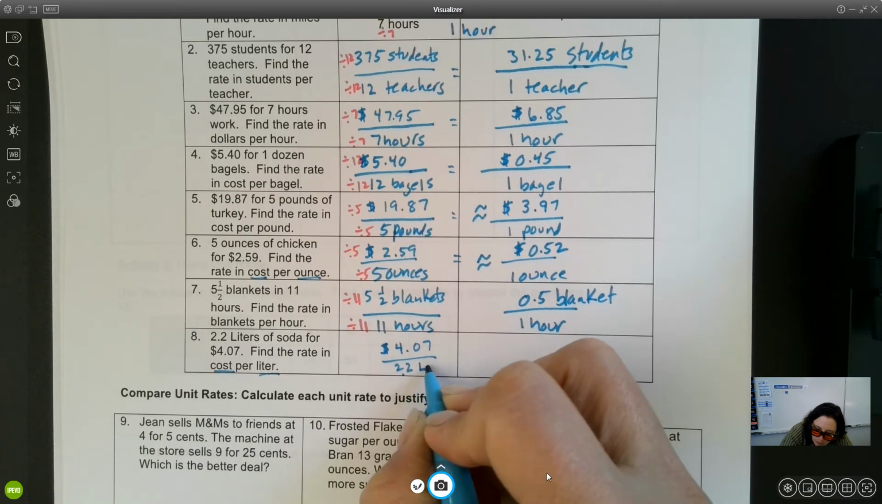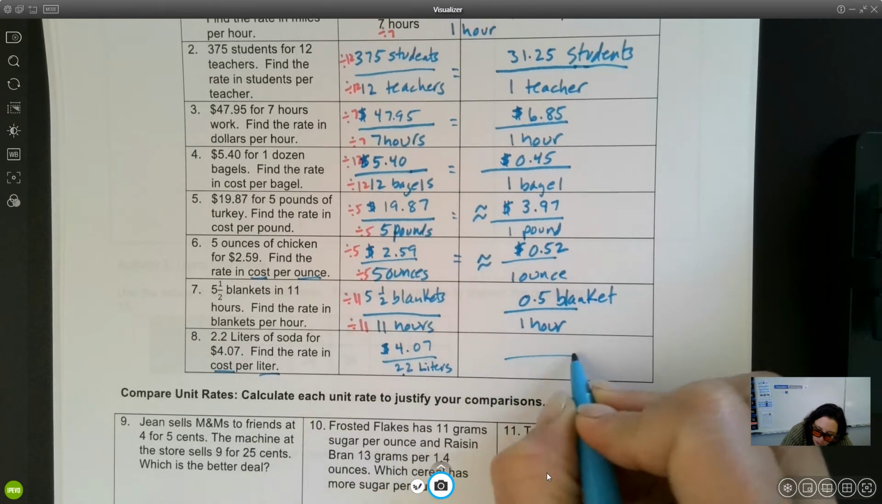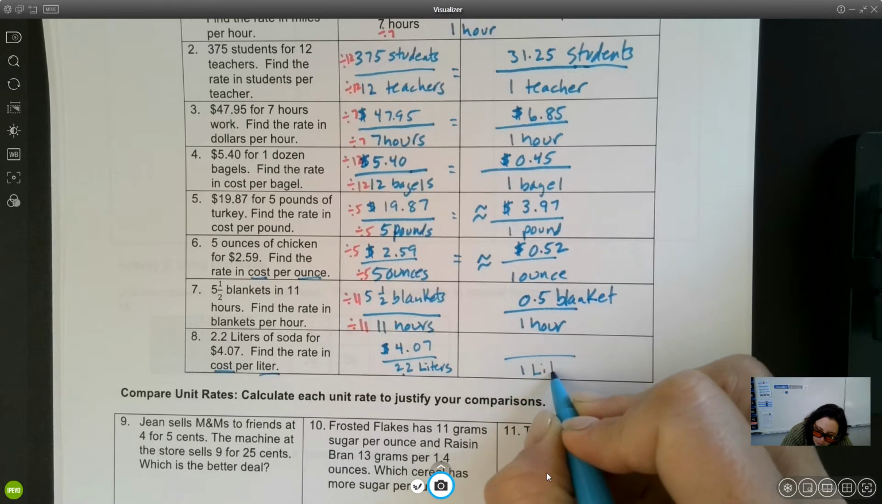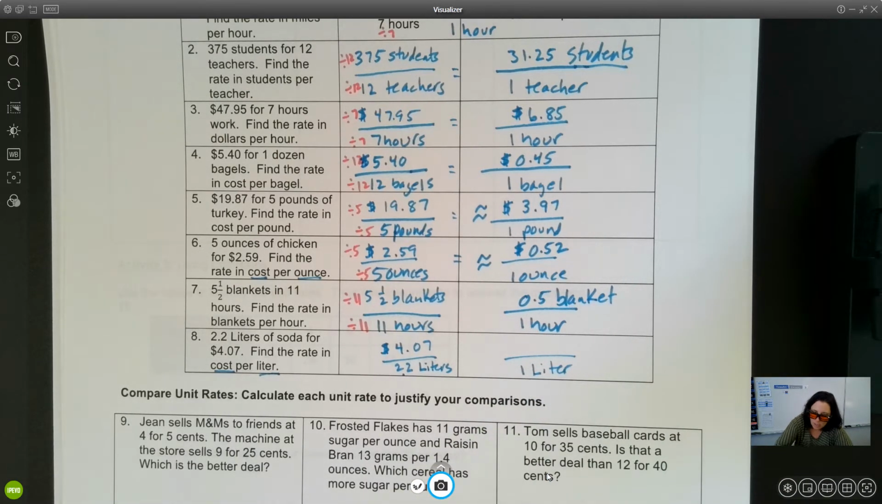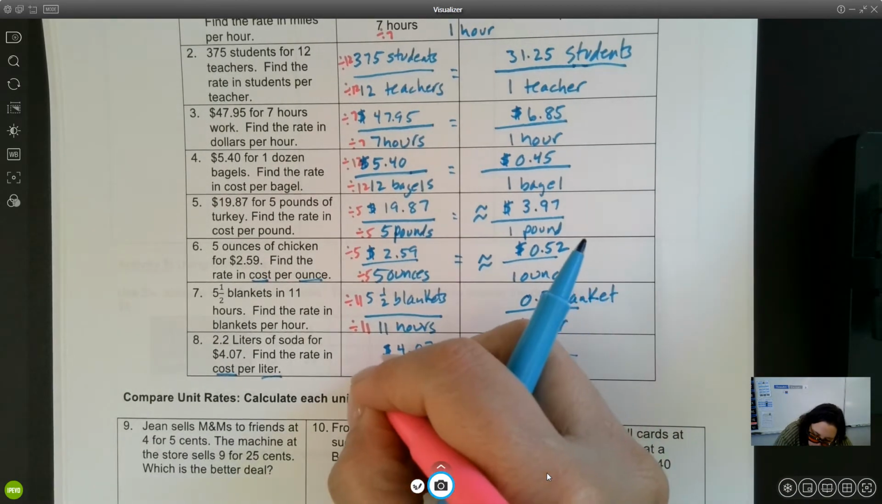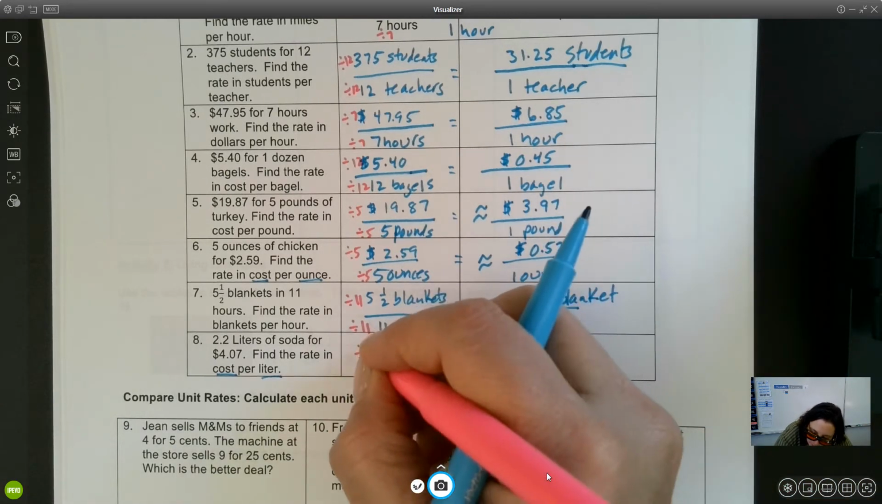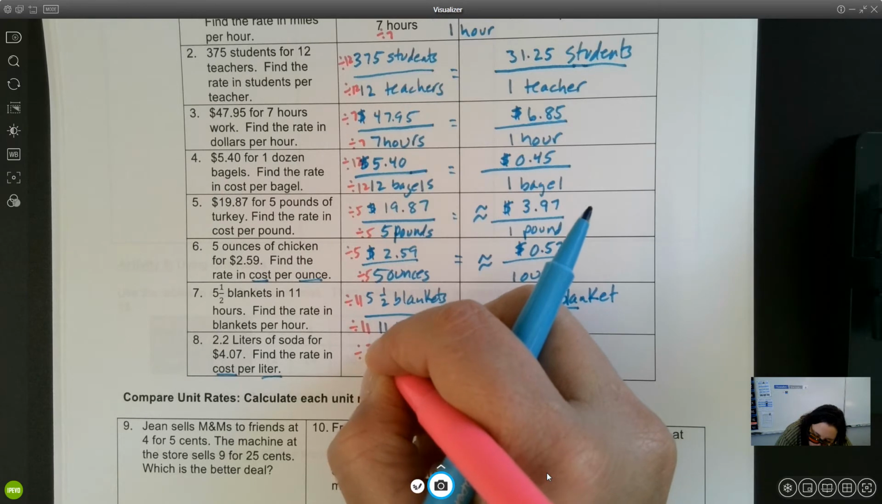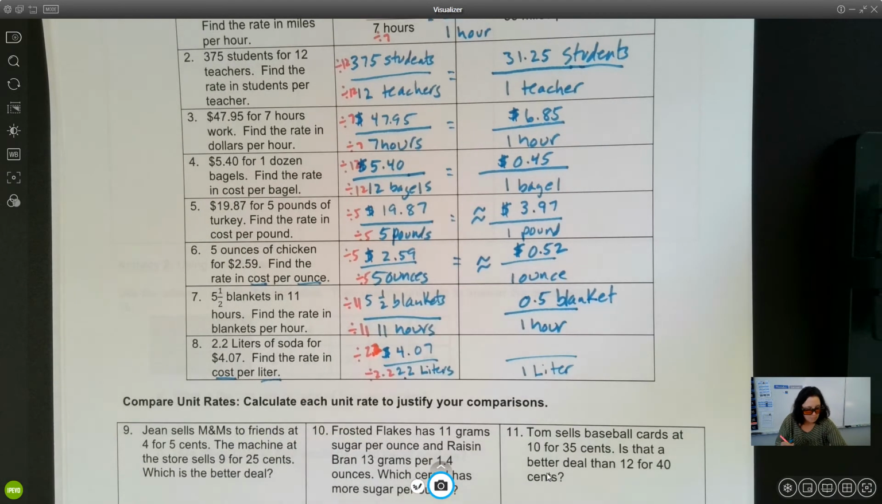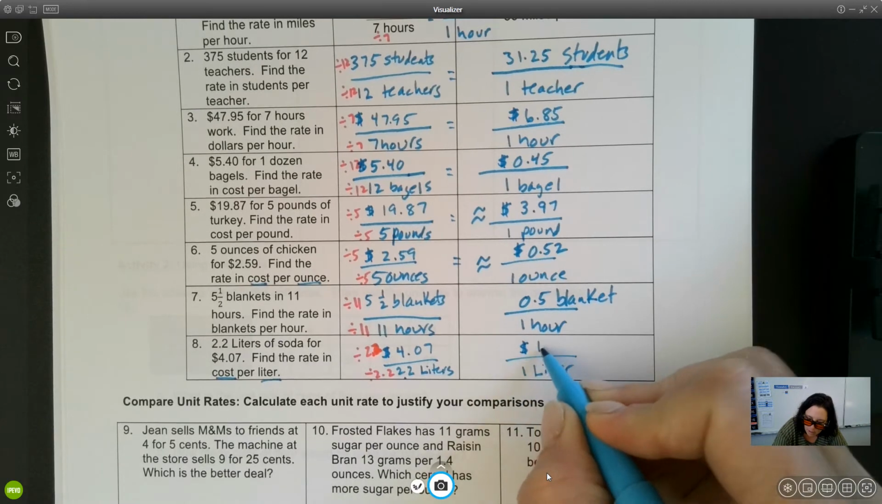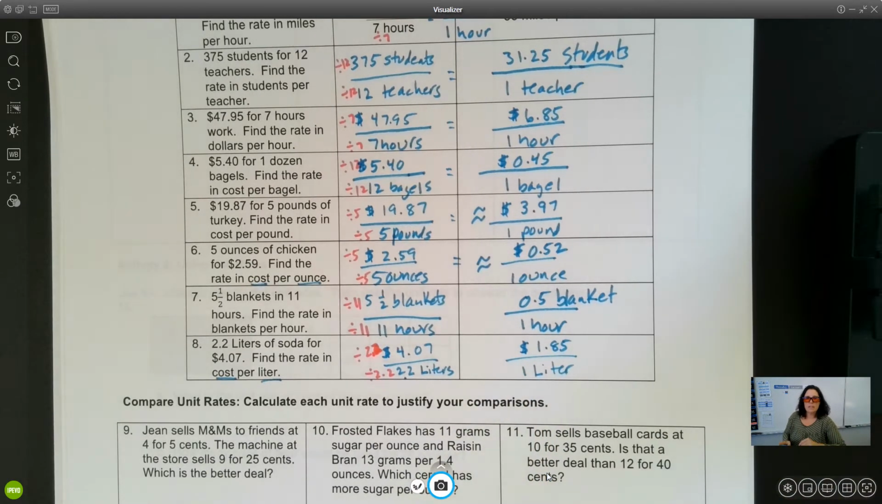2.2 liters. Okay, we want 1 liter. All right, so we're going to divide by 2.2. Okay, so this one's ugly. 4.07 divided by 2.2 comes out to be $1.85.